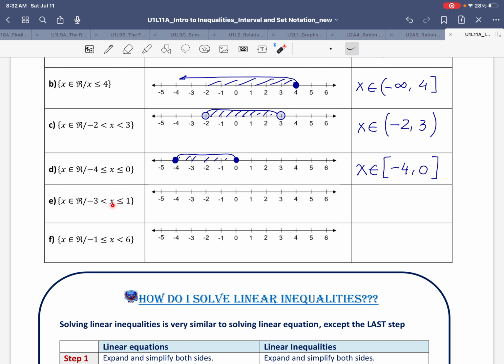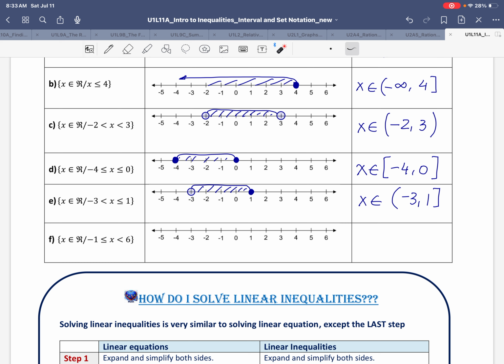Next, we have x greater than negative 3, less than or equal to 1. So we have to locate negative 3, and negative 3 will need an empty circle. And positive 1, we're going to use a filled circle in here because it's part of the set. And the x values will be in between. So in interval notation, here we're going to have negative 3 to 1. Negative 3 is not included and 1 is included.